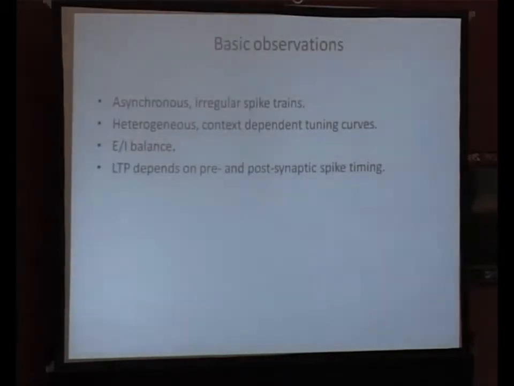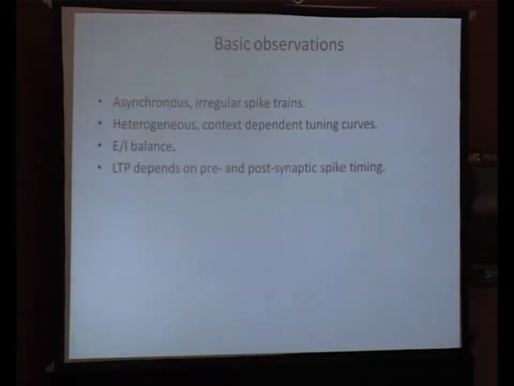So let me start from basic observations about the activity of neurons in the cortex, which basically led to this balanced network theory. What you usually observe is that spike trains are asynchronous, irregular, and that you have a lot of variability from trial to trial. So if you record the same neuron over several repetitions of the same stimulus, you will not find the same response, the same spike times, the same spike count. Also, the tuning curves themselves are heterogeneous and context dependent.